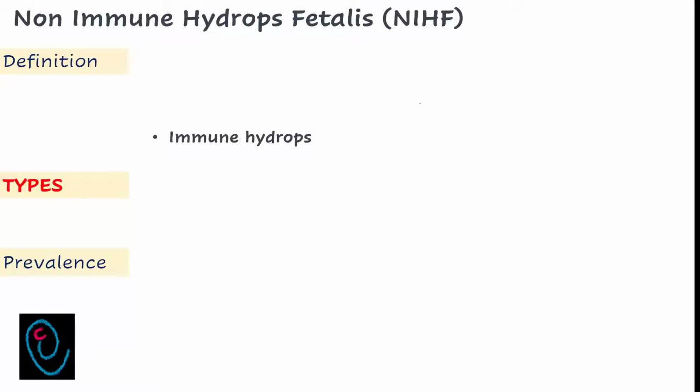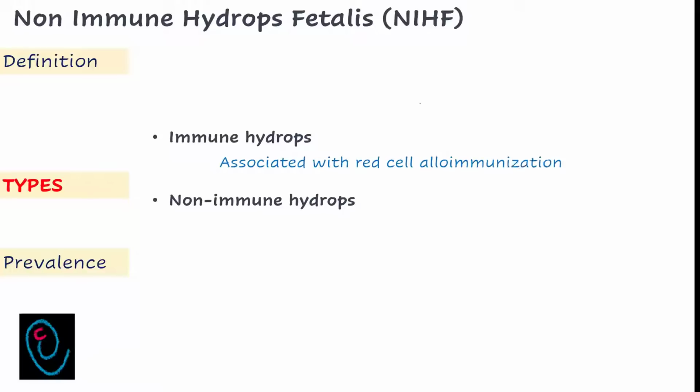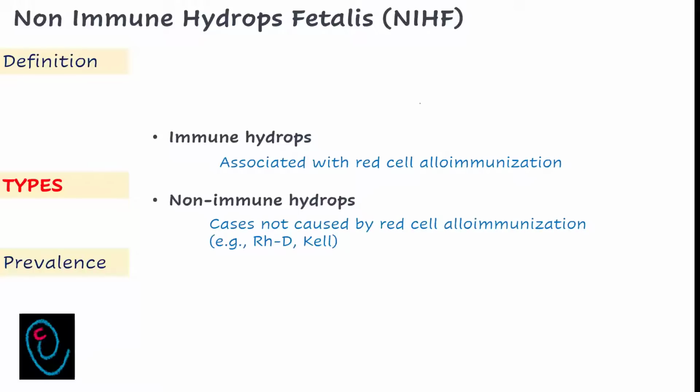Hydrops fetalis may be immune or non-immune. Immune hydrops is found in association with red cell alloimmunization, while non-immune comprises a subgroup of cases not caused by red cell alloimmunization.